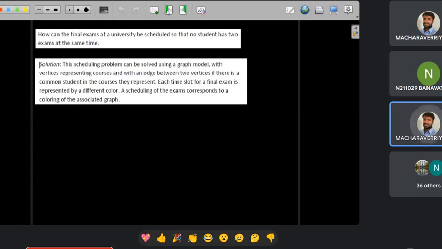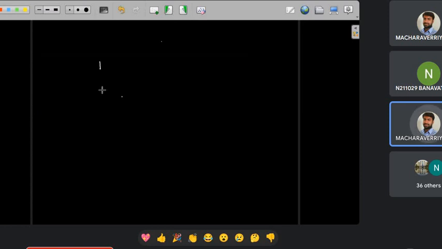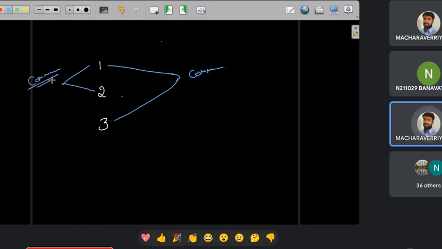For example, you have 1, 2, 3. There are 3 courses. Here course 1 and course 3 have common students. Course 1 and course 2 also have common students. Now how should I conduct the exams? What is the minimum number of days I require to conduct the exams?